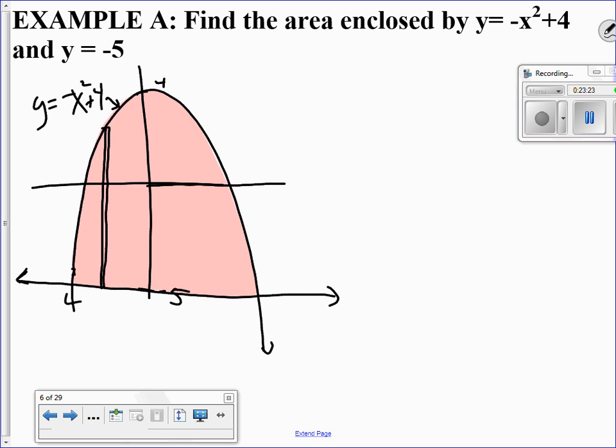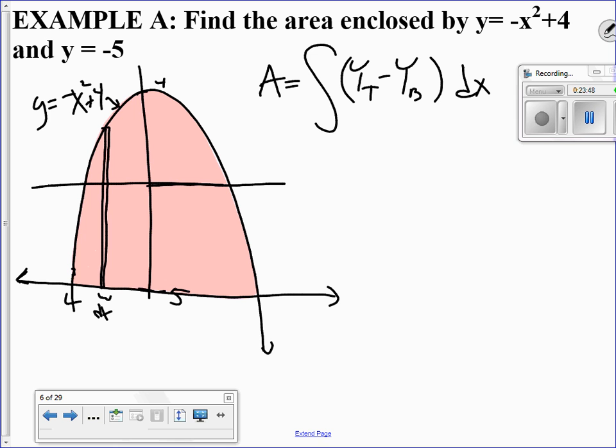So area is the sum of the heights times width. Now to get the height of a vertical strip, how do we do it? We take the general y top minus the y on the bottom. That'll give us the height. And what is the width always going to be if it's a vertical strip?